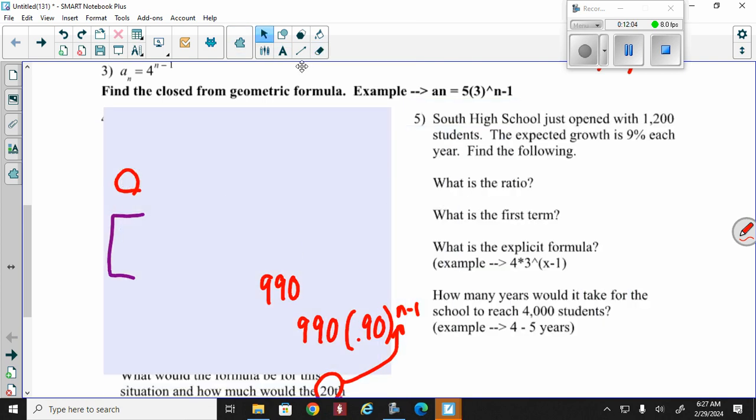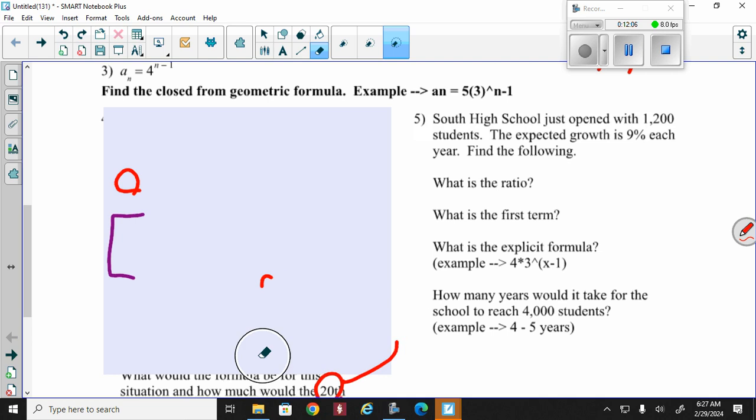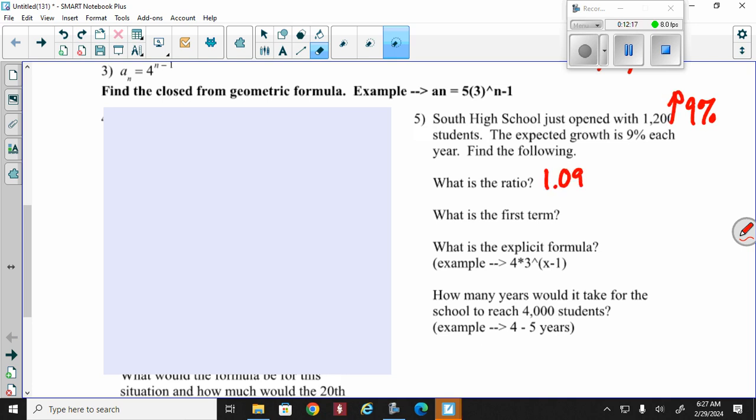South High School just opened up with 1,200 students. A lot of y'all have done this pretty easily. So what is the ratio? Now 9%, and we are increasing, so that means it's going to be 1.09 for my ratio. My first term is what it started with, 1,200. What is the formula? So the formula would be 1,200, because it's geometric, 1.09 to the n minus 1 power.